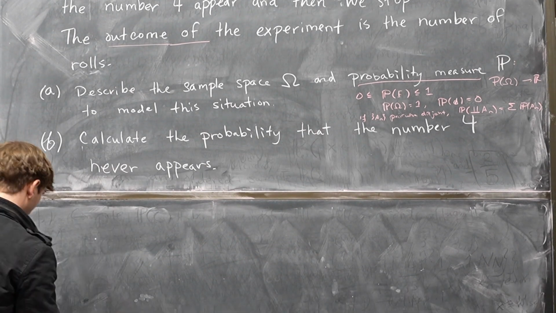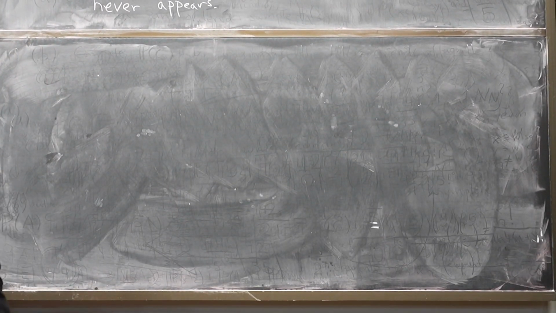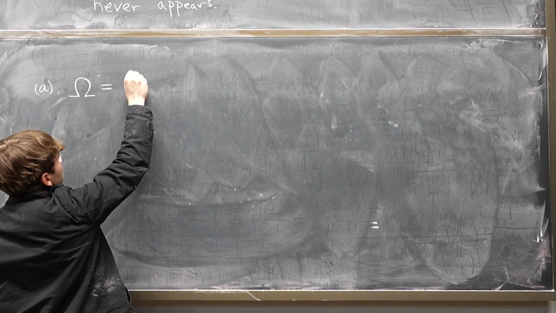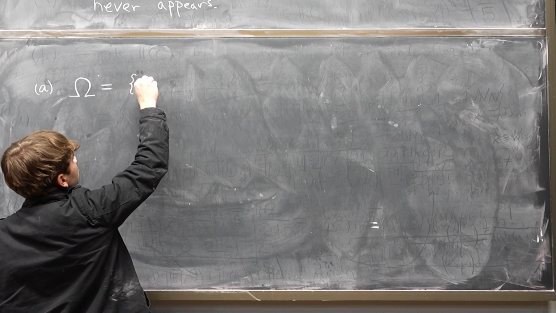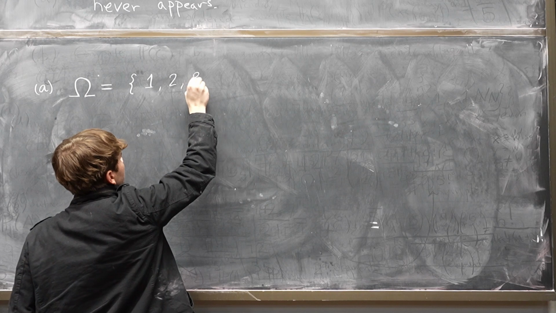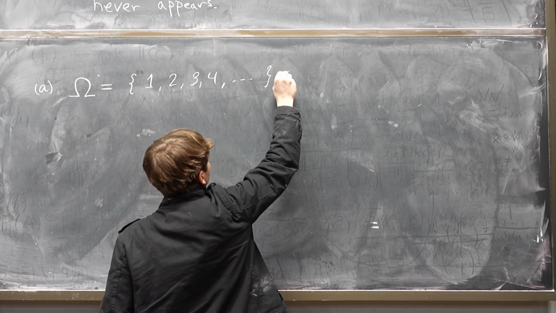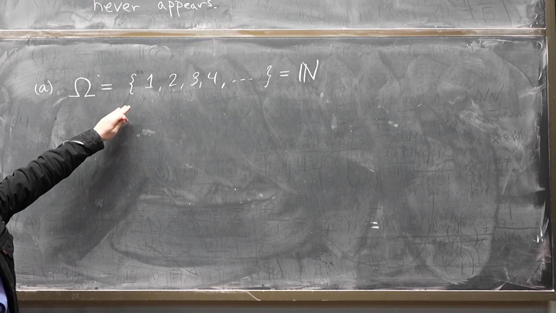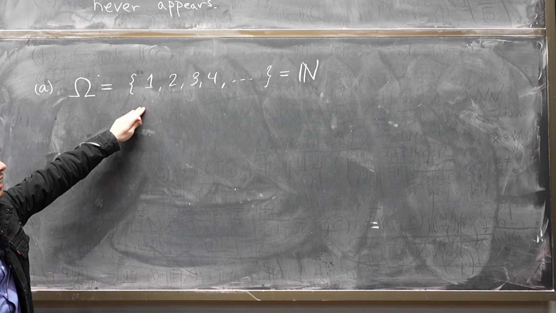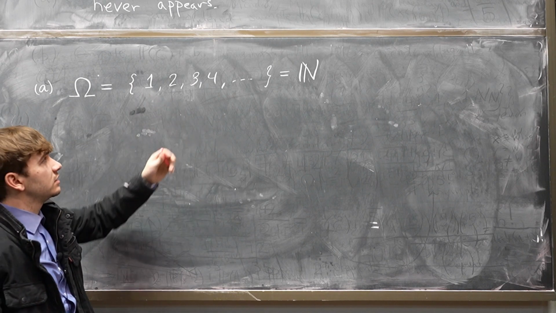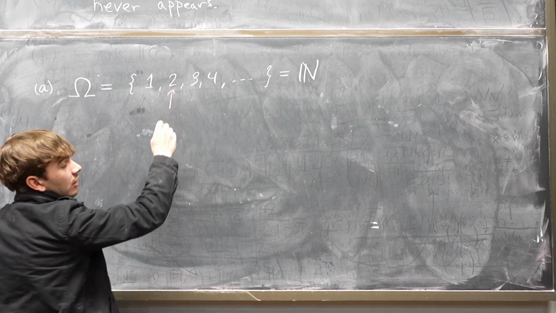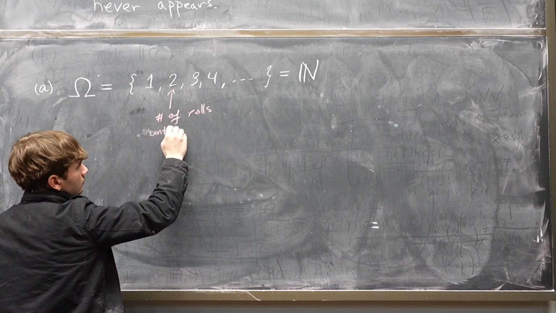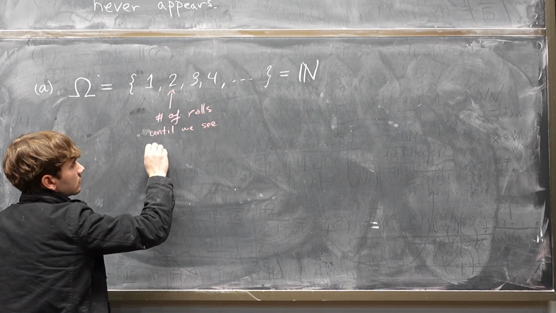So that makes our job fairly easy. So omega is just the set of natural numbers: 1, 2, 3, 4, etc. Okay, and this is often denoted with this blackboard bold N. So omega is just the number of rolls that it takes us to see the number 4 appearing. Now notice that this is the number of rolls, not the outcome of the dice roll. So the number of rolls until we see a 4.